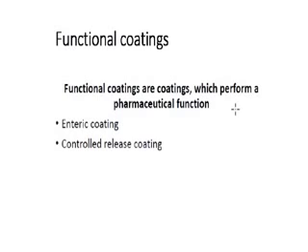Now the functional coating and non-functional coating we have already discussed. What is a functional coating? Generally, functional coatings are coatings which perform a pharmaceutical function. It means the coating agent or film is performing a pharmaceutical function. That's why it is called a functional coating. For example, enteric coating means the material dissolves at a particular pH, so it comes under the category of functional coating. Another example is controlled release coating. It means the coating material has the ability to dissolve very slowly in a controlled manner, and very slowly release the drug from the tablet. It is called controlled release coating.